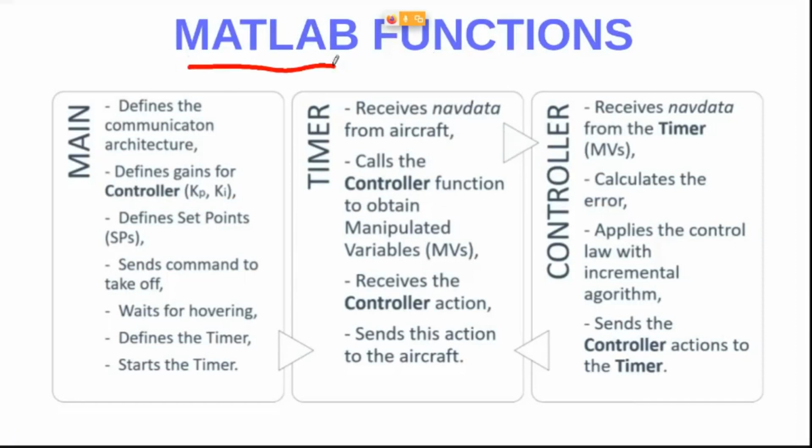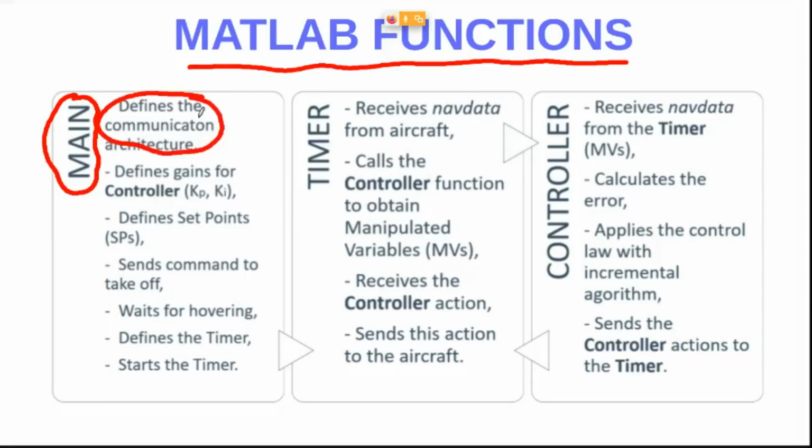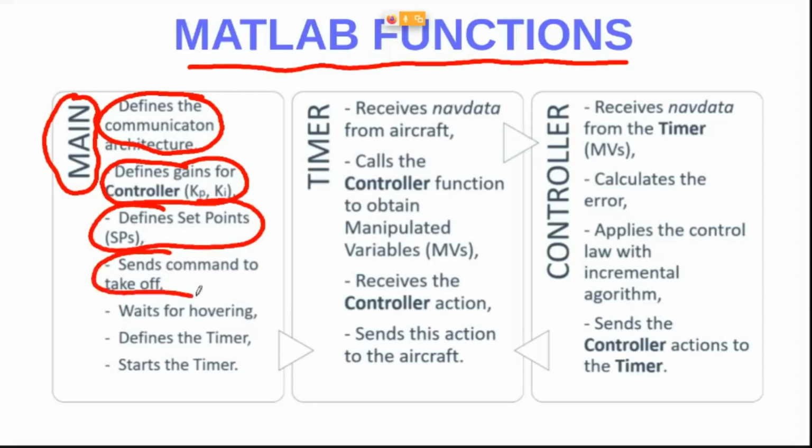Well, these MATLAB functions will include three different functions that are gathered in three different levels. First of all, we have the main. The main function, as you will see in the near future, will define all the communication devices, will define the gains of the controllers that you will tune, will define the set points, and then will send the command to take off, wait for hovering, and define and start the timer.